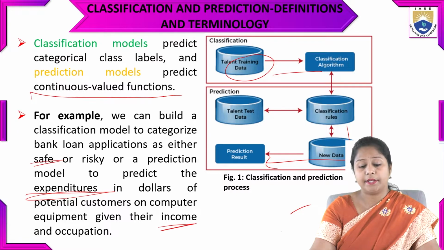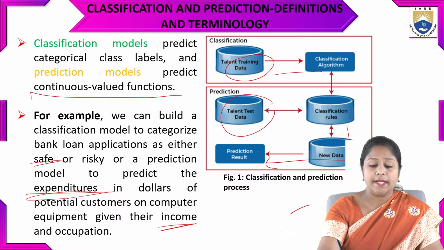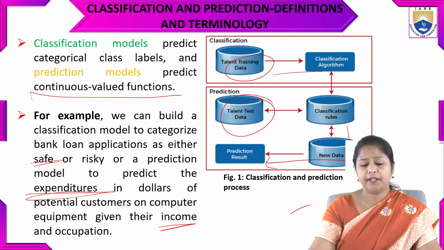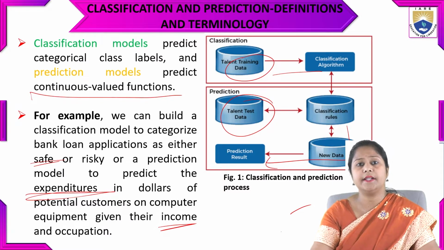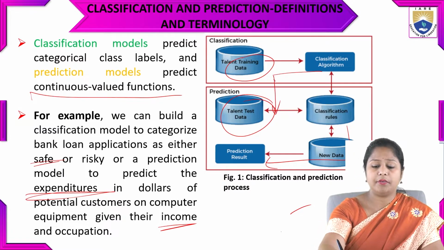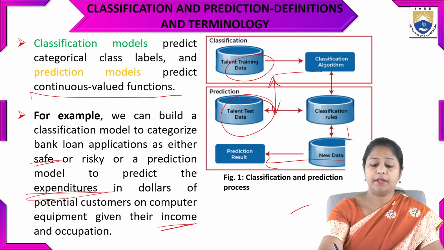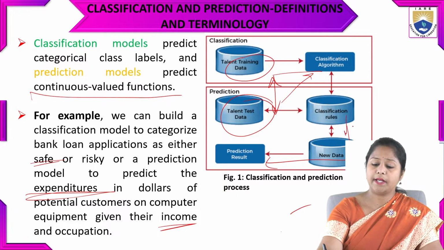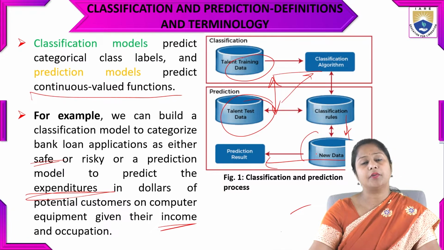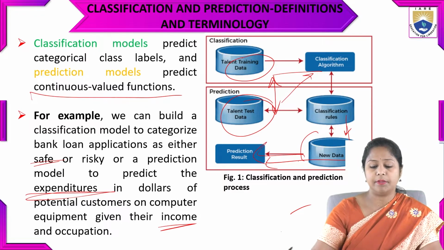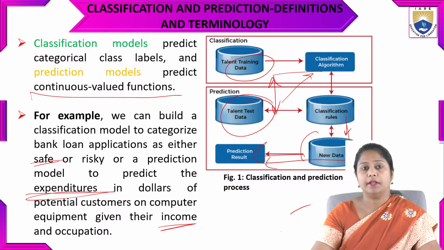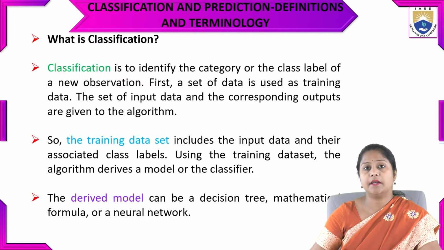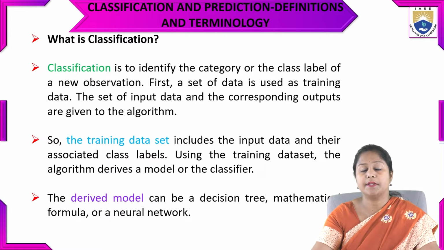On the other hand, prediction will be taken care of with the test data. On the basis of that, the data will be divided into the test data as well as the training data. So both will be there for the prediction, and then the classification model will be applied, the classification will be carried out, and new data will come from that, and then the prediction result will be taken for future pattern analysis. So like this, the classification and prediction process will work.